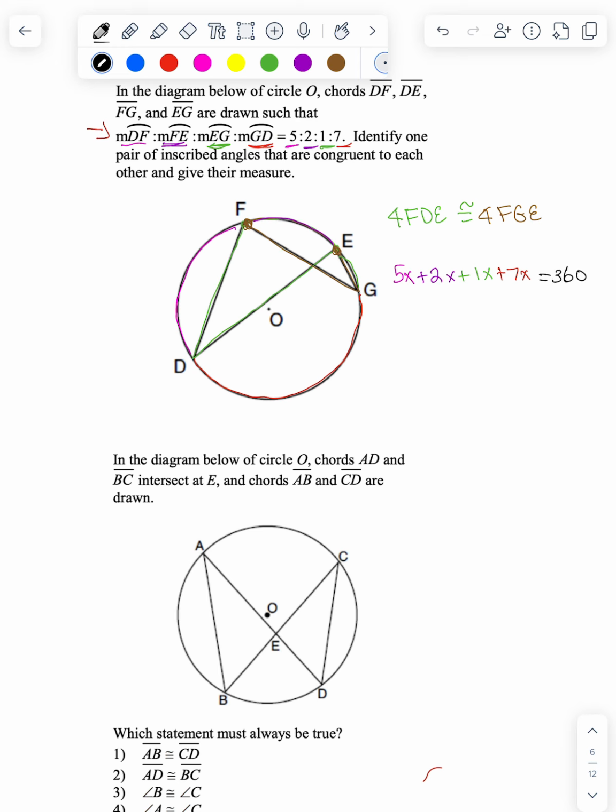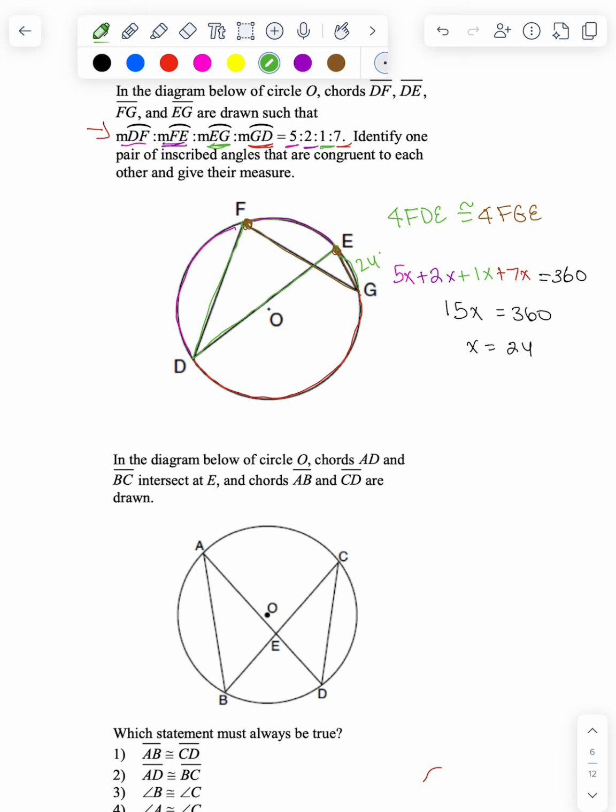You can do this anytime you have a ratio. You can represent the parts of the ratio algebraically by putting an x next to each part, and then you can use it in an equation. Combining like terms, that's 15x equals 360. So now I'm going to divide by 15, and I got 24, and that represents x. So 1x is 24. 1x was EG, so that's 24 degrees.